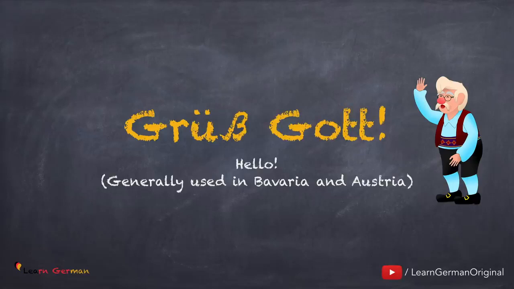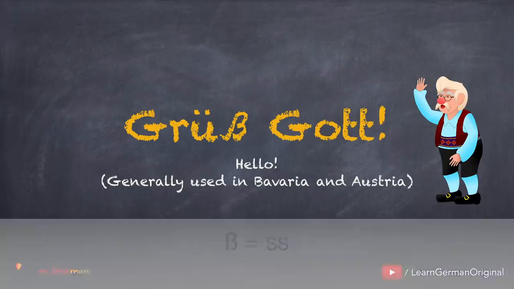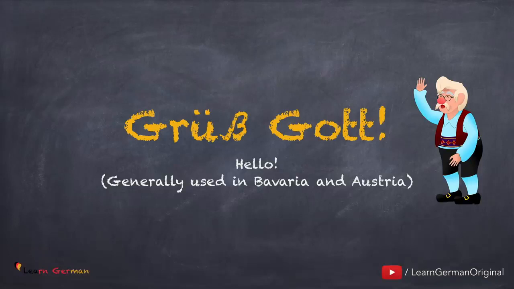Grüß Gott. This originates mostly from Austria, which is also a German-speaking country, and is mostly spoken in Germany in Bayern or Bavaria. Bavaria is the biggest state of Germany. You do see some new characters here. Don't be scared. The beta sign here is the sound of a double S. And the U with those 2 dots, we will be discussing later what they are. But right now, just remember the pronunciation of this. Grüß Gott.